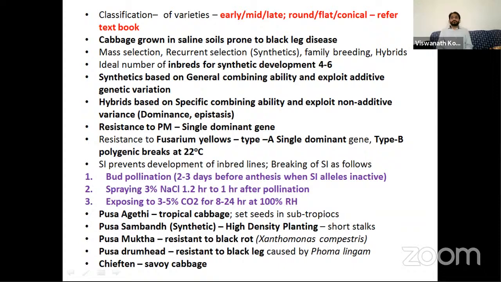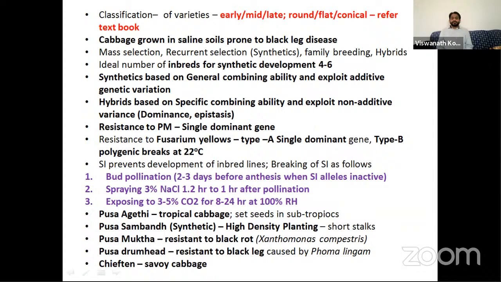So up to 6 to 7 generations of selfing in a cross-pollinated crop will give us an inbred, which has almost 97 to 98% homogeneity. But there is self-incompatibility, so we cannot do selfing in cabbage.